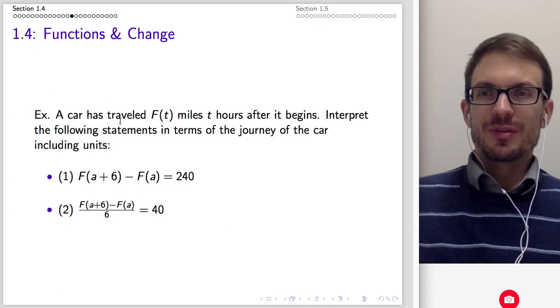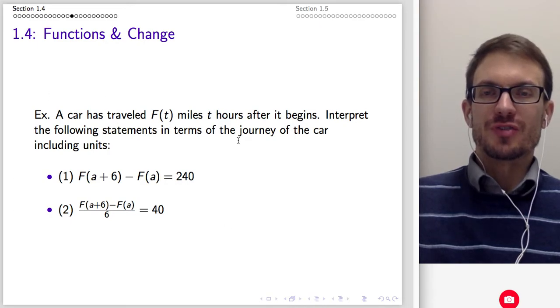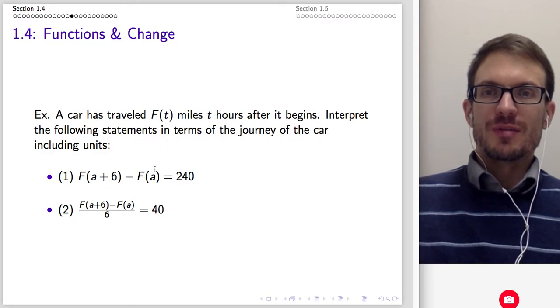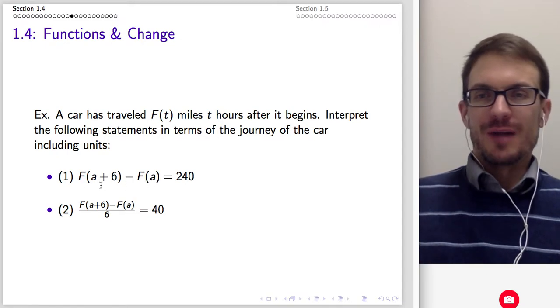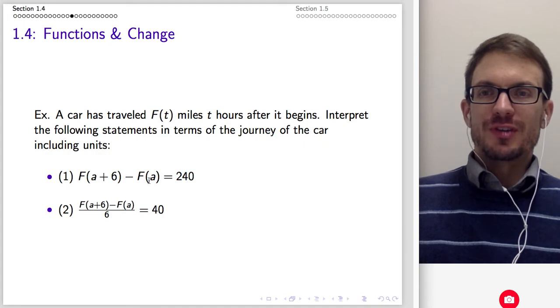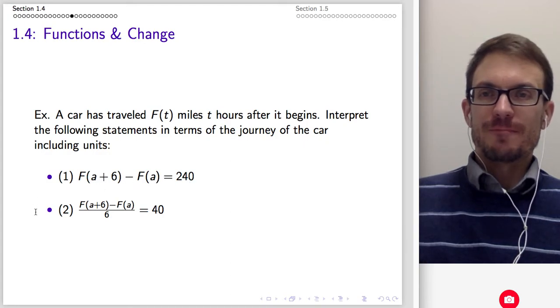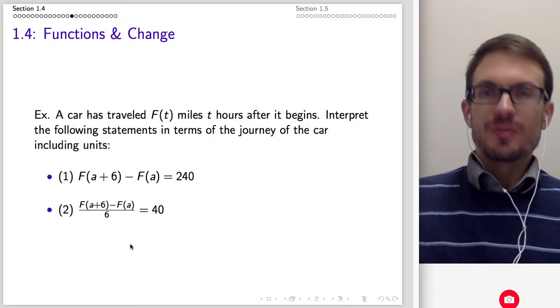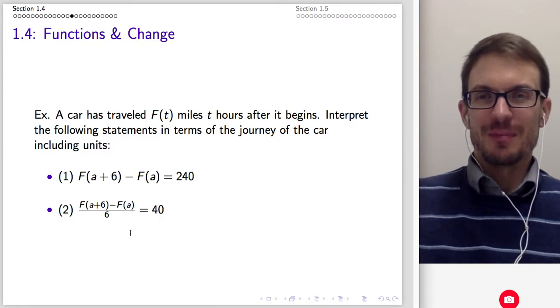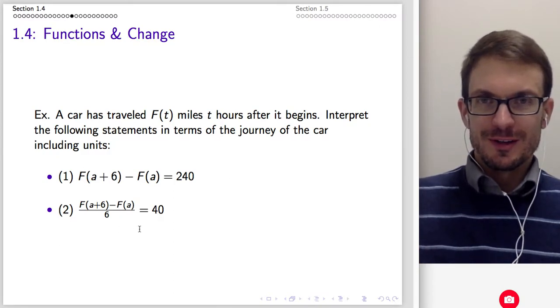So here's an example. Using this idea, suppose the car traveled f of t miles t hours after it begins. Interpret the statements in terms of the journey of the car, including its units, so including its miles per hour, or miles. f of a plus 6 minus f of a equals 240, and f of a plus 6 minus f of a divided by 6 equals 40. So interpret these statements in terms of this example. Stop the video and do this.